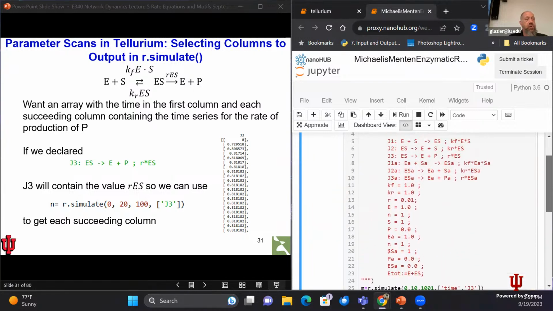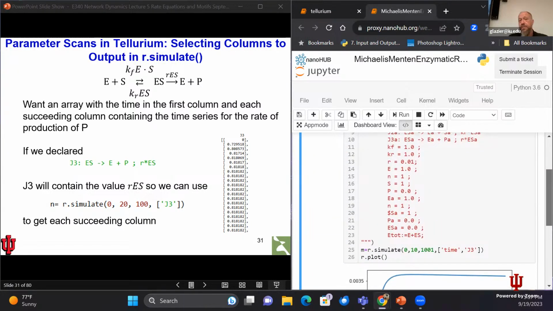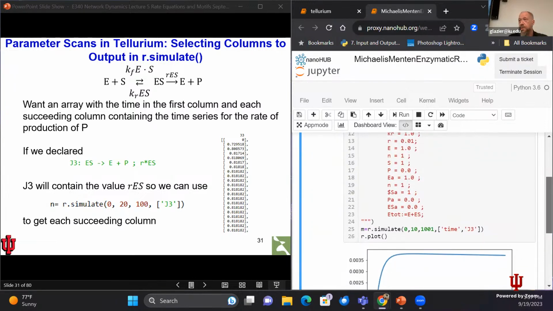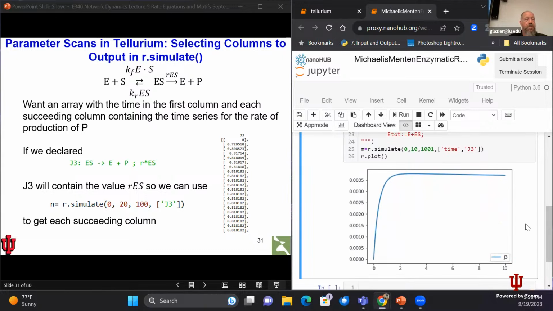What if I change the amount of enzyme? Or what if I change the reaction rate? How does that change? And I want to be able to overlay this. One of the ways I could do that would be simply to tell it not to plot it and to overlay the plots individually. But instead of that, I'm actually going to assemble the data into a big array. And I'll show you how to do that.